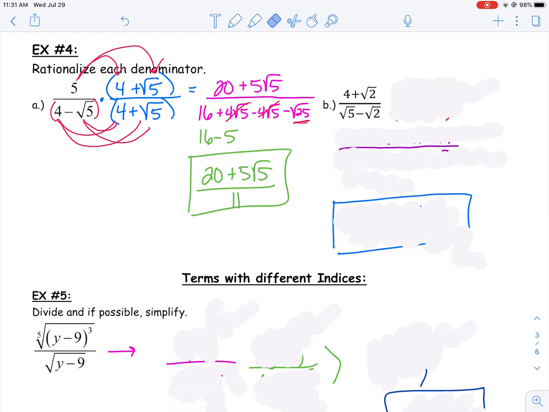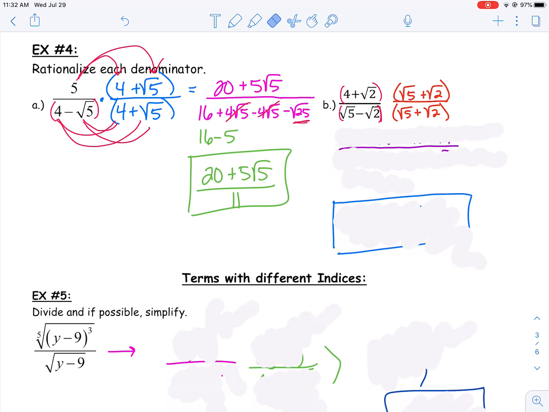All right, let's look at B. B looks a little bit different than A because I have two terms on the denominator and I also have two terms in the numerator. But we're going to do the same thing. We're going to get rid of our radicals. We're going to rationalize our denominator by multiplying both the top and the bottom by the conjugate of the bottom. So if my denominator right now is the square root of 5 minus the square root of 2, then multiplying by the conjugate would mean I'm going to multiply by the square root of 5 plus the square root of 2. Make sure you do top and bottom so you can keep your equation balanced.